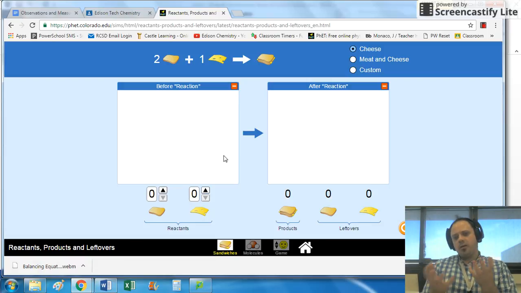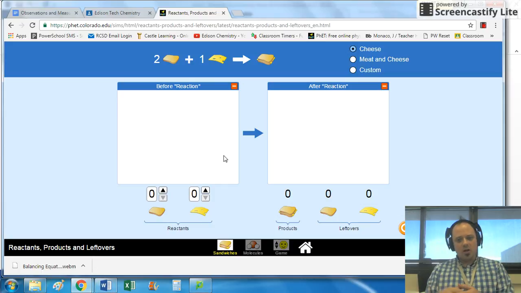Now, what this simulation is about is balancing equations and showing what happens when there are extra reactants. Because when you have a reaction, the ingredients, the reactants, have to combine in a very specific ratio. The mole coefficient tells you the ratio. If you have extras, they're not going to react. They're going to remain left over. And if you don't have enough of one thing, you're not going to be able to produce as much product as you might originally think.